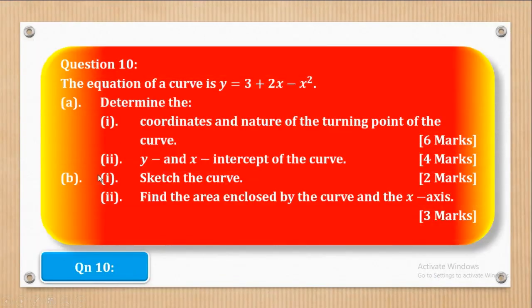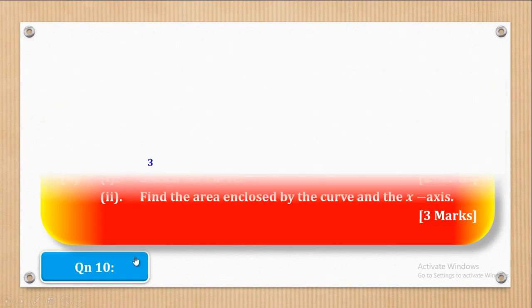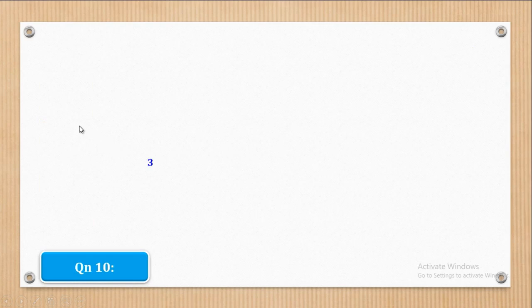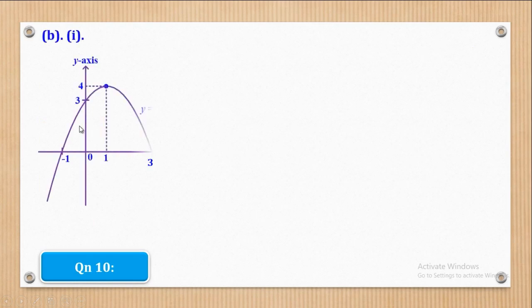So now we shall go to part B, Roman 1. Part B, Roman 1 says sketch the curve, that is 2 marks, and then find the area enclosed by the curve and the x-axis, which is 3 marks. So we have already got the turning point and the intercepts. Therefore, the curve will be in this form with a maximum point, y-intercept and x-intercepts. But remember to label your curve and also label the axes. So that was Roman 1.